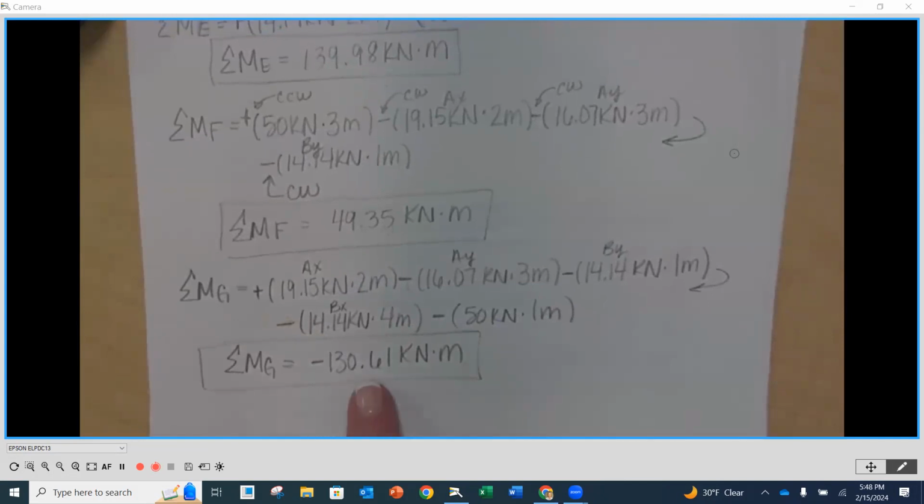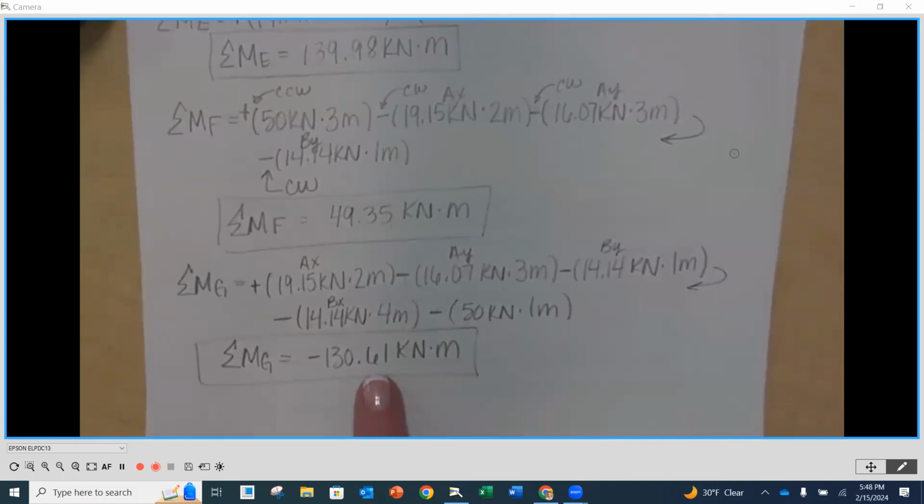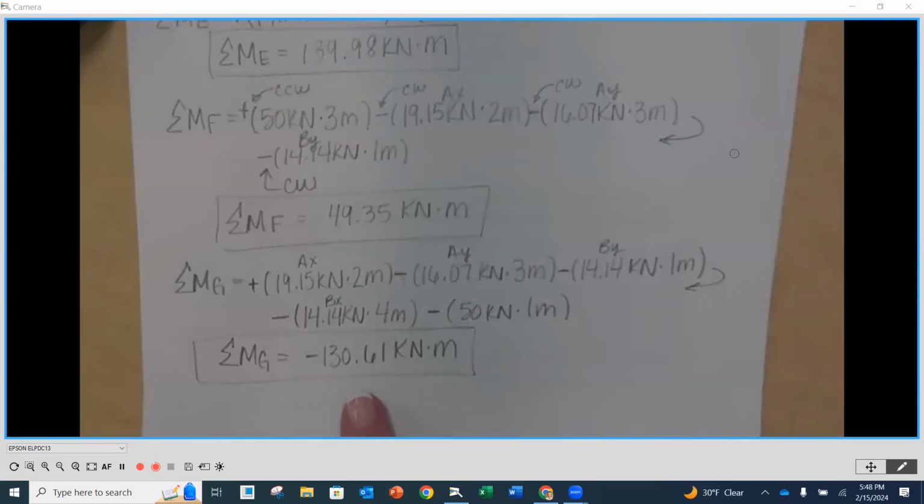Did anybody get the same number as I did here, the negative 130.61? No? I did it twice on my numbers. I looked at my numbers twice. You got it, Jack? Okay, good. Thank you. Any questions about the moments that we see here?